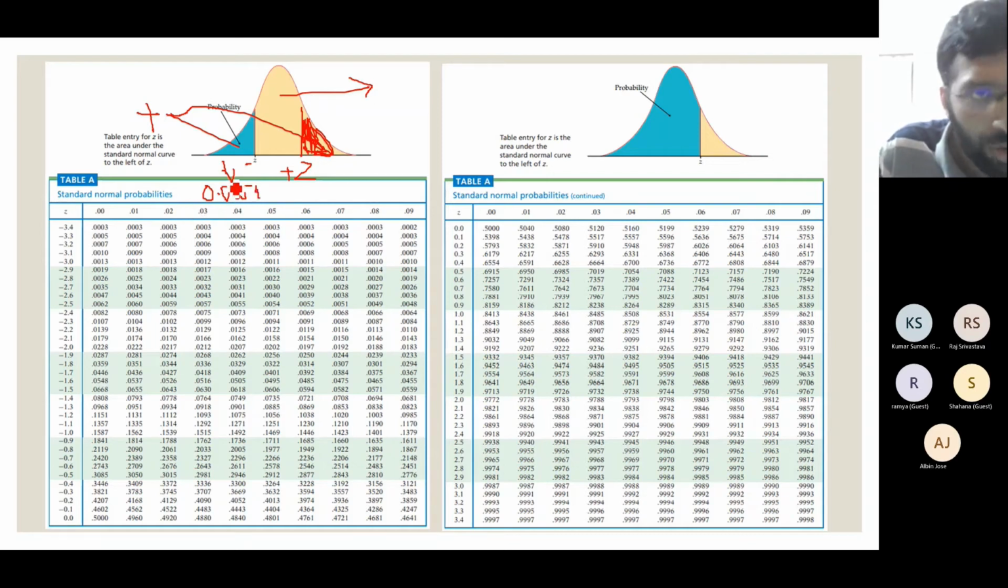Since the normal distribution is fully symmetrical, this shaded part area will also be 0.0054. So this is the left tail, and this is the right tail of the distribution. The sum of the probabilities in both tails will be the sum of these two, which is about 0.108.